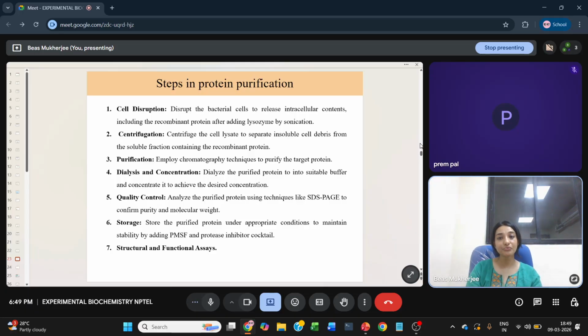Storage. Store the purified protein under appropriate conditions to maintain the stability by adding PMSF and PI cocktail. Always remember, protein needs to be stored safely with the addition of PMSF and PI cocktail, otherwise it will be cleaved by the proteases. Okay. Structural and functional assays are then performed for the proteins.